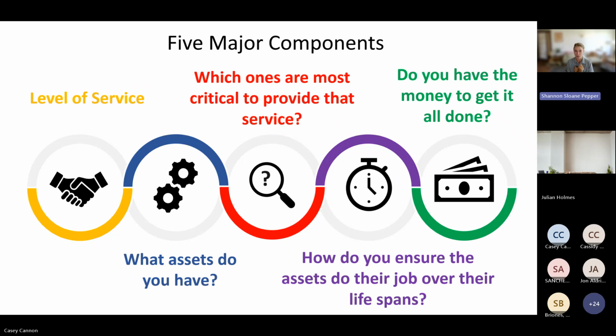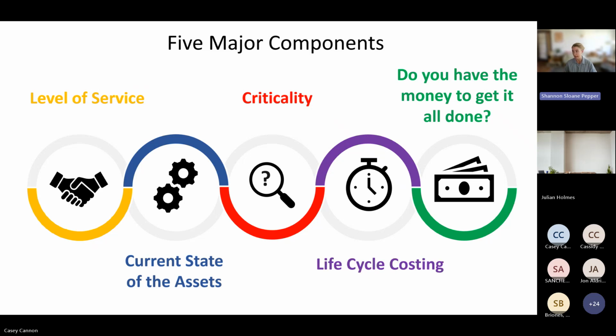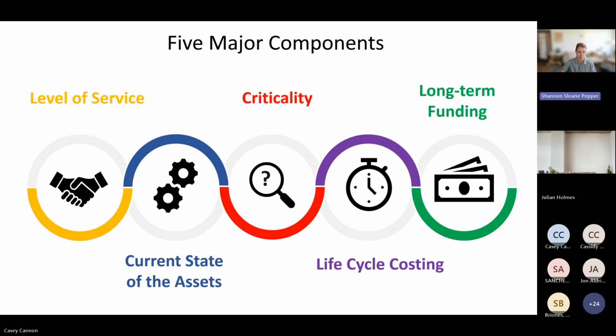So what service level do you want to provide? Level of service. What assets do you have? That's going to correspond with current state of the assets. Which assets are the most critical to providing that service? That's going to be criticality. How do you ensure that the assets do their job over their lifespans? That will be life cycle costing. And then, do you have the money to get it all done? So that corresponds with the core component of long-term funding.